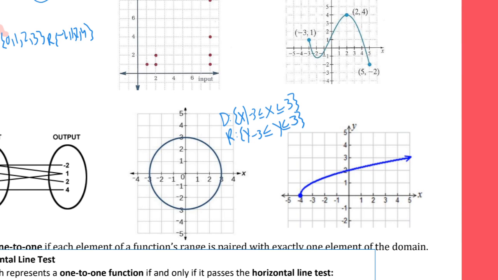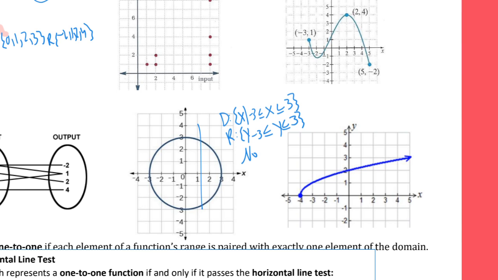Okay, so that's the domain. Is that a function? The answer is no. Why not? Well, because it fails the vertical line test. You can draw a vertical line and it crosses the graph more than once. So this input here of 1 has 2 different results for Y. This would be like 1, 2.9, and 1 also goes to -2.9. So 1 has 2 different results. So no, it's not a function.